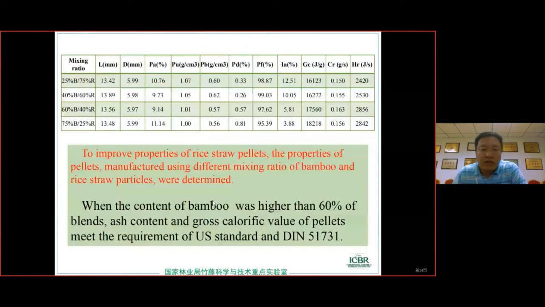To improve the properties of red star pellets, pellet manufacturers use different mixing ratios of bamboo and red star particles. When the content of bamboo is higher than 60% of the blend, the ash content and the gross calorific value of the pellet met the requirement of the US and German standards.